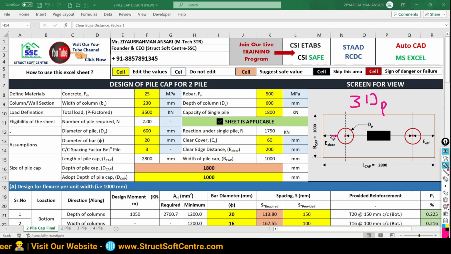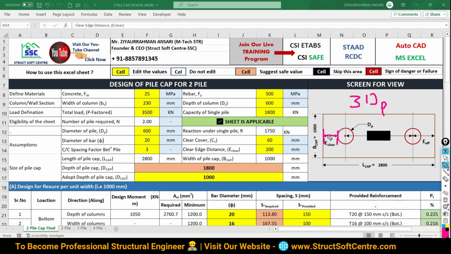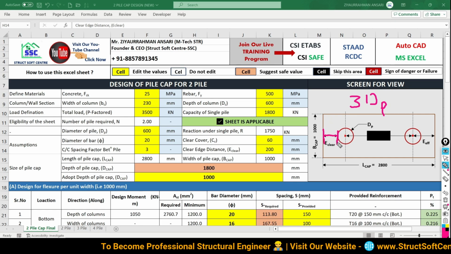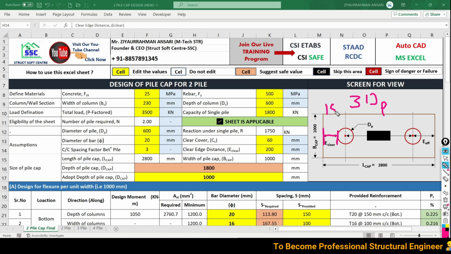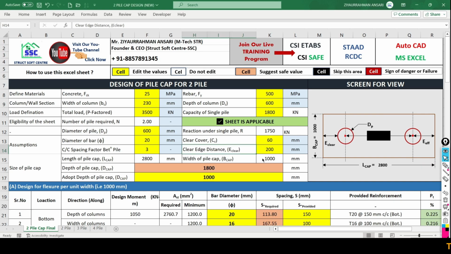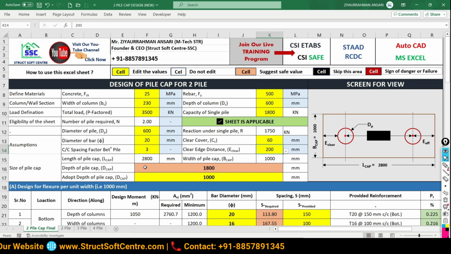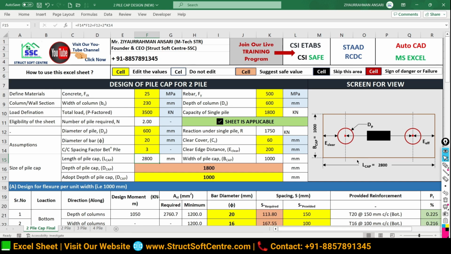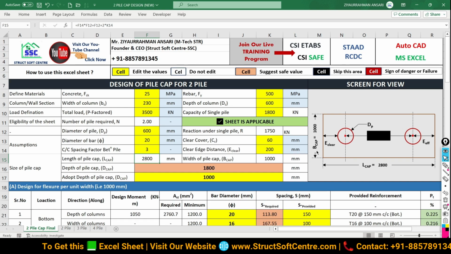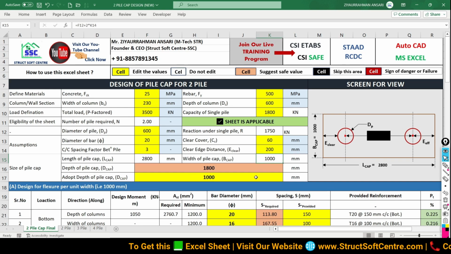Now clear edge distance. IS code has suggested that the clear edge distance from the face of the pile till the edge of the pile cap should be a minimum of at least 150 mm. So you have an option to choose as per your requirement. You can choose 150, 200, 250 likewise. I am going to consider 200 as of now. So the total length of the pile cap is coming out to be 2800. Total width of the pile cap is actually coming out to be 1000.